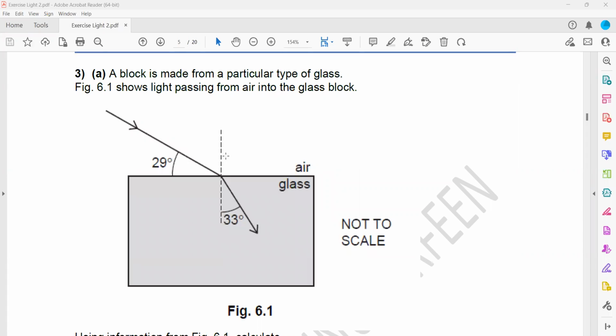The block is made from a particular type of glass. Figure 6.1 shows the light passing from air into the glass. What is the angle of incidence here? 90 minus 29, which is 61. So the angle of incidence is 61 and the angle of refraction is 33. The angle of incidence is always measured from the normal. Like here, it's written 29, but it's not 29, because we always take the angle from the normal, which is 61.